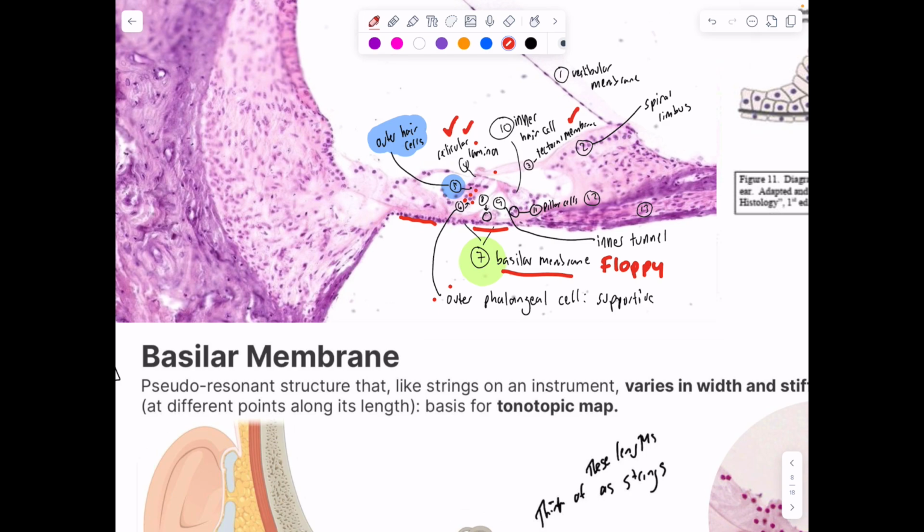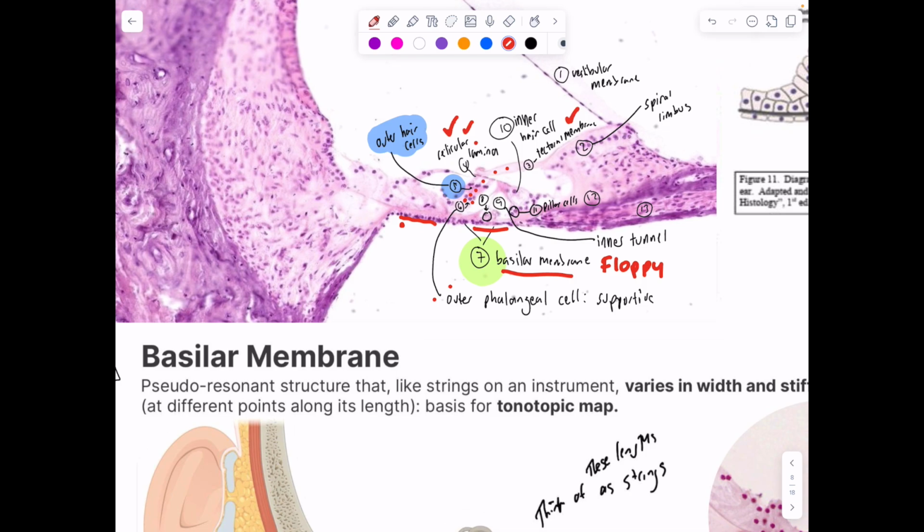Reticular lamina is rigid, tectoral membrane is relatively rigid. This part down here is floppy, the basilar membrane is floppy, and so floppy and two rigids, well, you're going to get a movement of the hair cells relative to the rigid part, and therefore when sound is transmitted, you'll have an action potential.